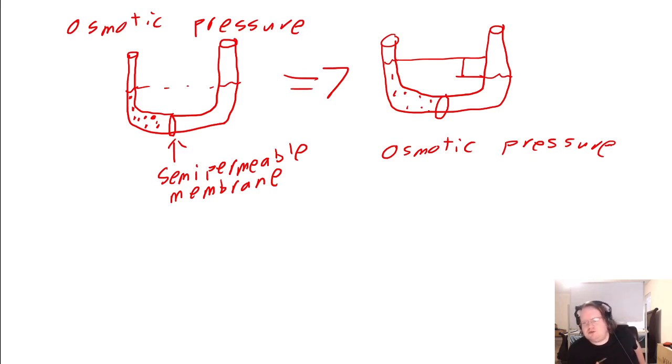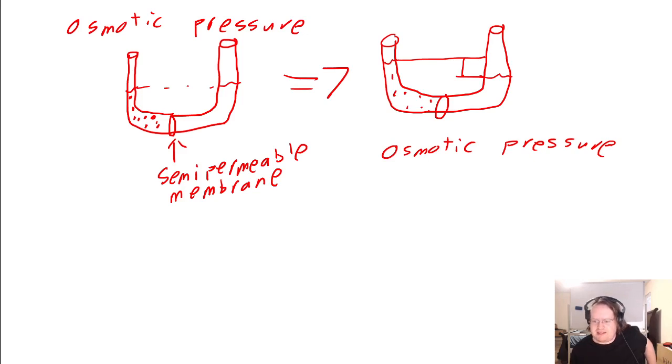Now, it doesn't look like a U-tube, but we deal with osmotic pressure a lot in biology because you have solute molecules, some of which want to be inside your cell, and some of which want to be outside your cell. And they're at different concentrations. And your cell membrane conveniently makes a semi-permeable membrane that some things can go across and some can't.